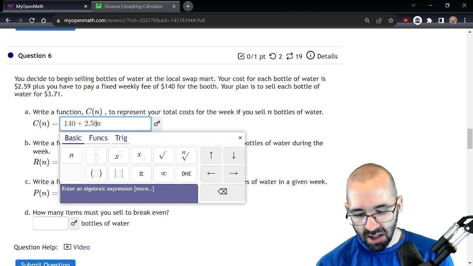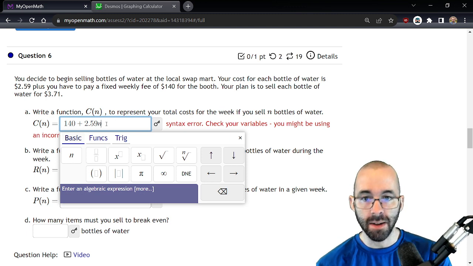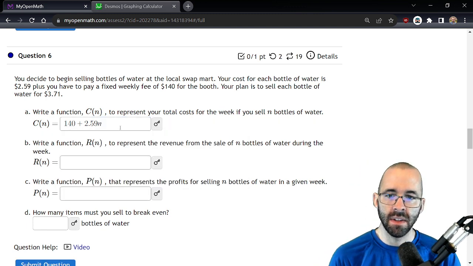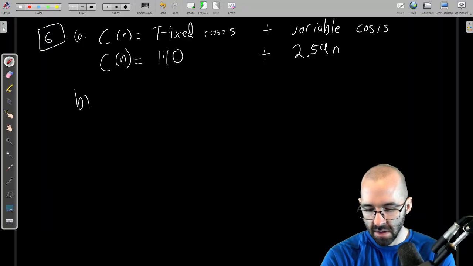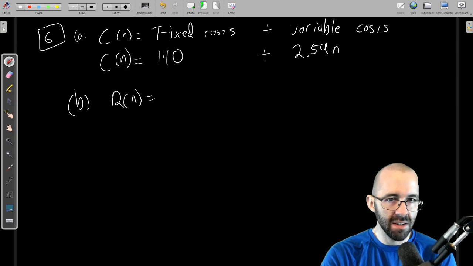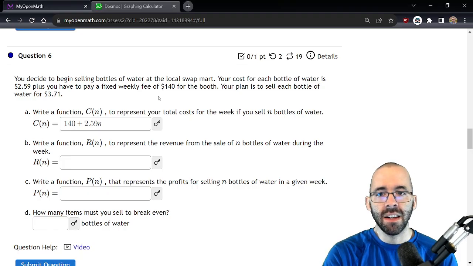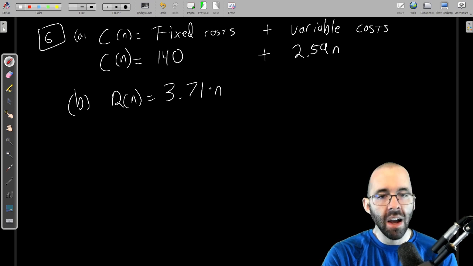And again, use X here, not going to like it. Make sure you use the right variable. All right, let's do the same thing now for revenue. Revenue, well, we don't have any fixed revenue here. No guaranteed revenue, sorry. But we are selling each bottle of water for $3.71. So we make that much revenue for every input.